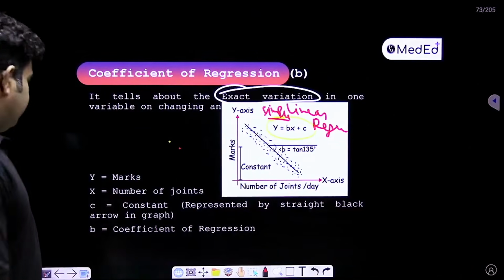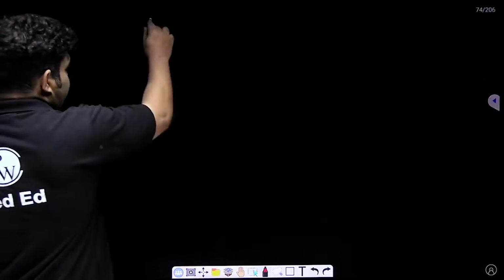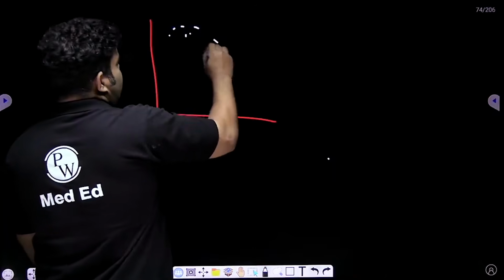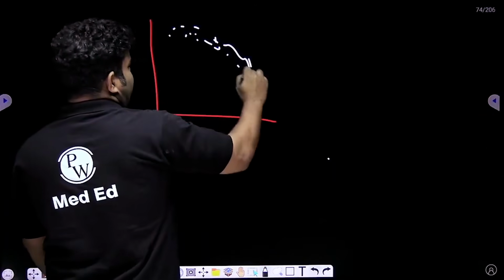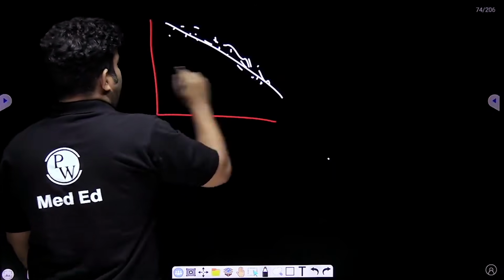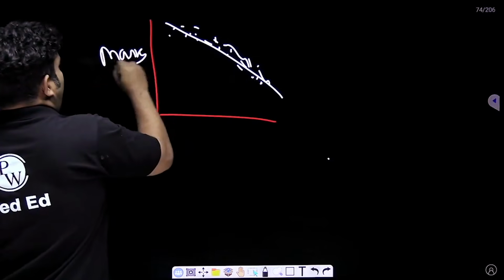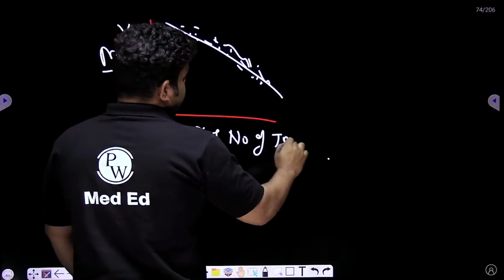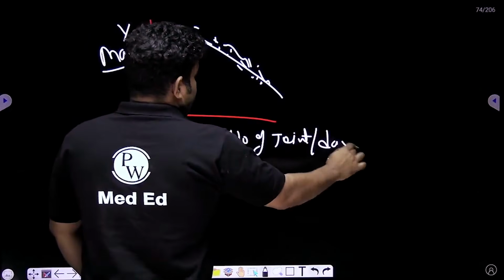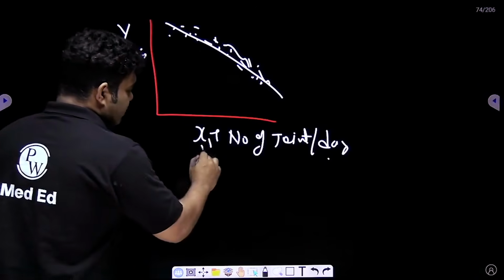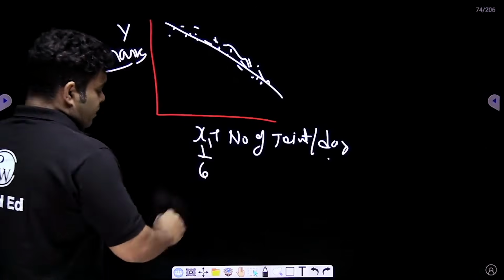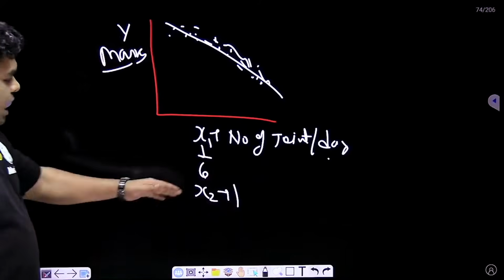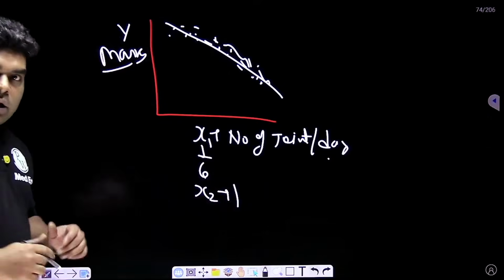And to help you understand this concept, we can further understand this part. See this thing. This is the number of joints which is going down. And this is the marks on the y-axis. This is the number of joints which is decreasing the marks. So suppose your friend is asking that right now I am smoking 6 joints per day. If I decrease x1 to x2, 1 joint per day, will I be able to pass or not?